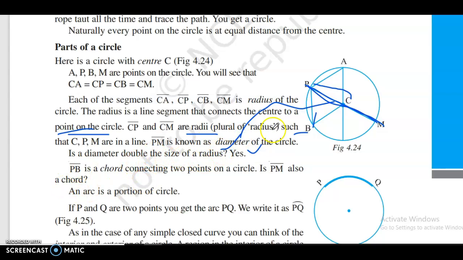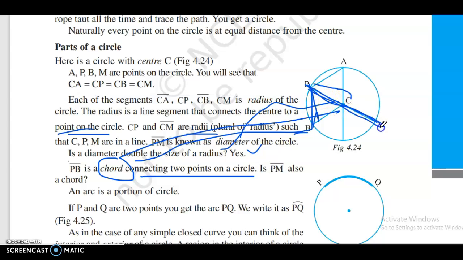PB is a chord connecting two points on a circle. Is PM also a chord? No. An arc is a portion of a circle.